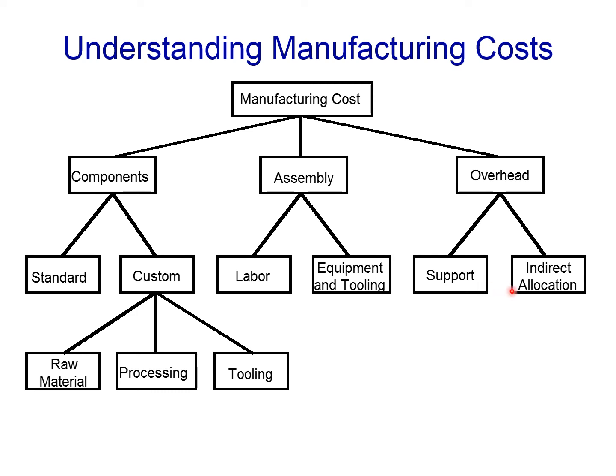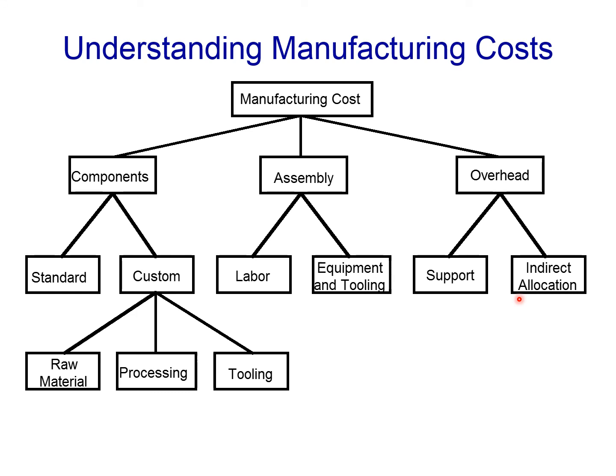Indirect allocations, on the other hand, are costs that cannot be directly linked to making a product, such as the cost of, say, heating the building or salary for the security guards, something like that.